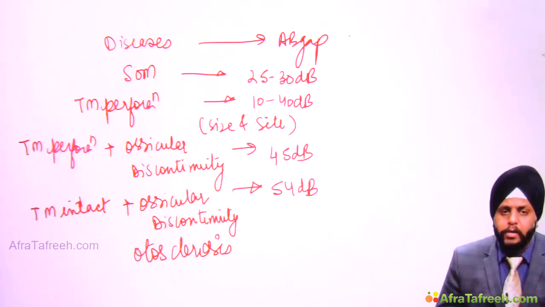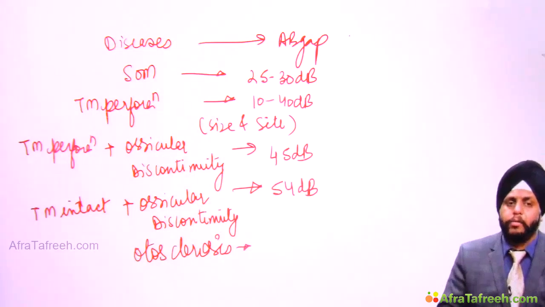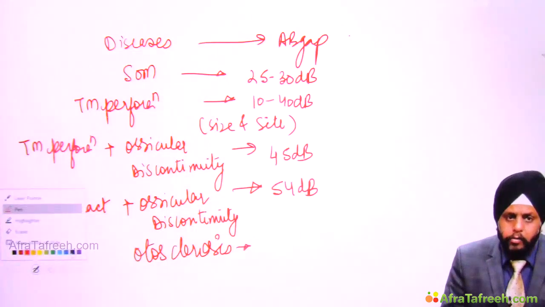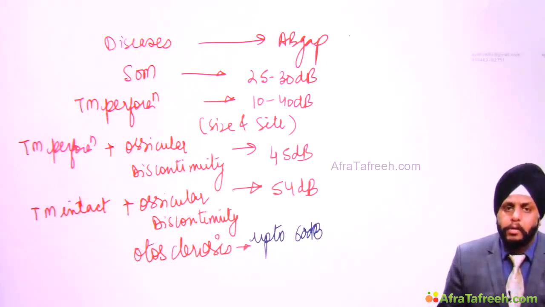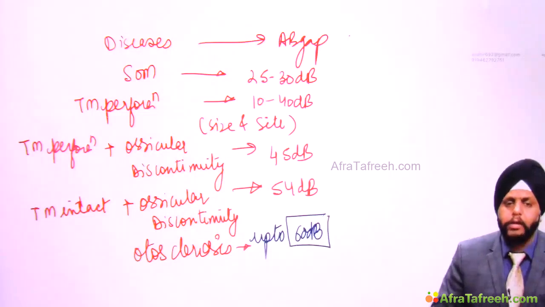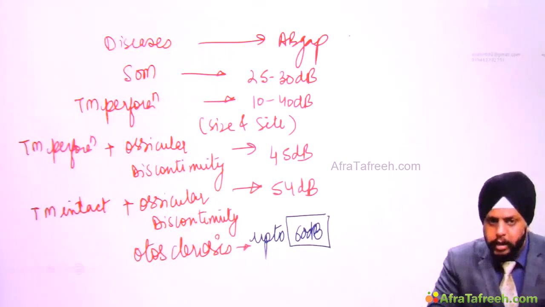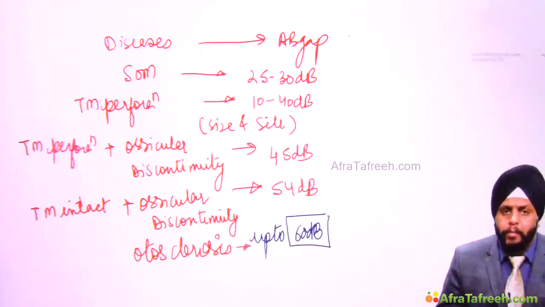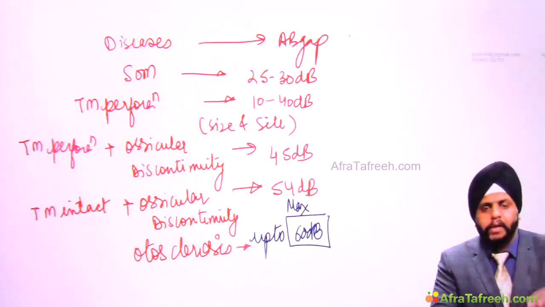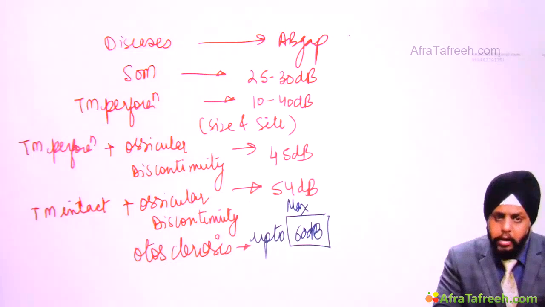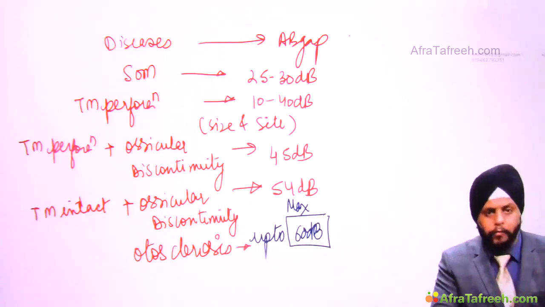Okay, how much conductive hearing loss can be there in otosclerosis? Now in otosclerosis, the conductive hearing loss can be up to 60 decibels. Up to how much? 60 decibels. Okay, 60 decibels is the maximum possible conductive hearing loss, and this is seen in case of otosclerosis.